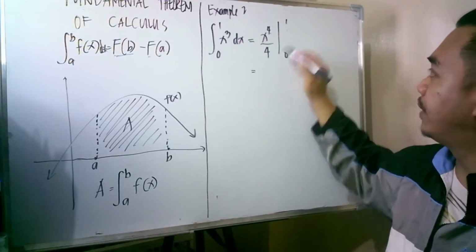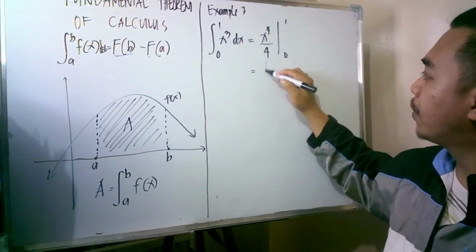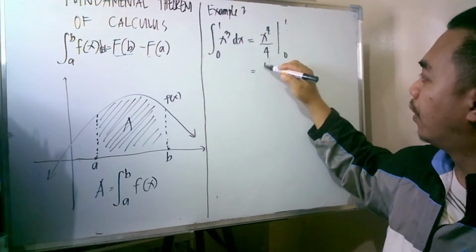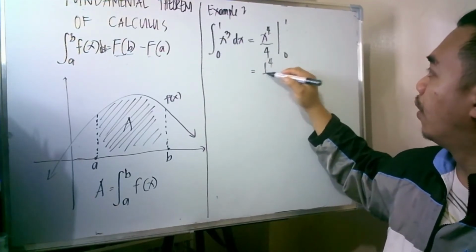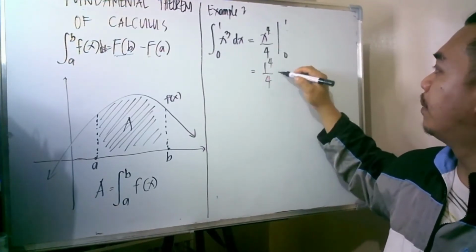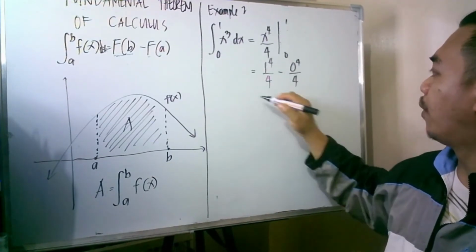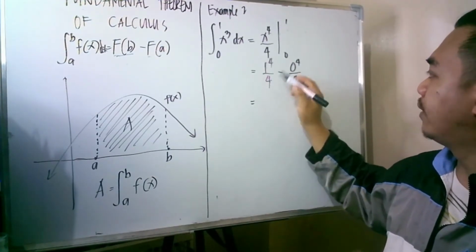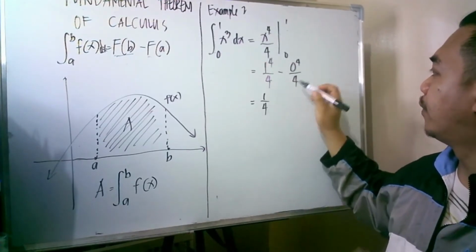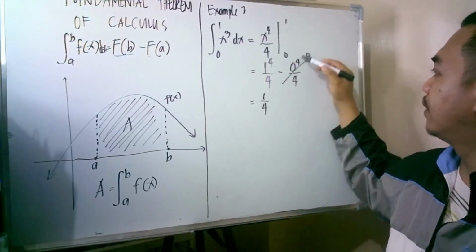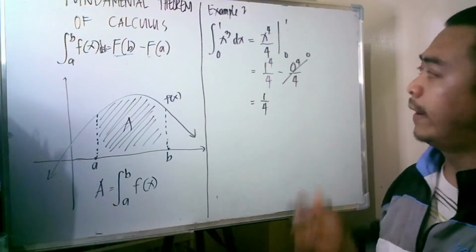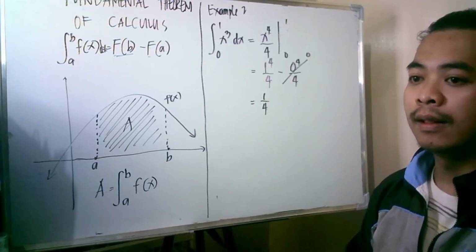So dalawa. We start at 1. So 1 raised to 4 over 4 minus 0 raised to 4 over 4. So 1 raised to 4 is just 1 and then over 4. 0 na yan, no? Kasi 0 yung numerator. 1/4 yung sagot.